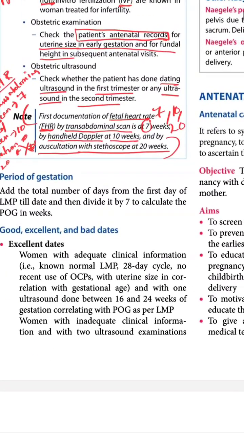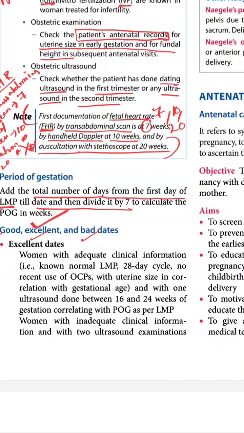Now next, coming to the calculation: what is period of gestation and its calculation? Period of gestation is very simple. You just need to add the total number of days from the first day of the LMP till date, and then divide it by 7 to calculate the period of gestation in weeks. And after calculating, you need to check if the dates are good, excellent, or a bad date.